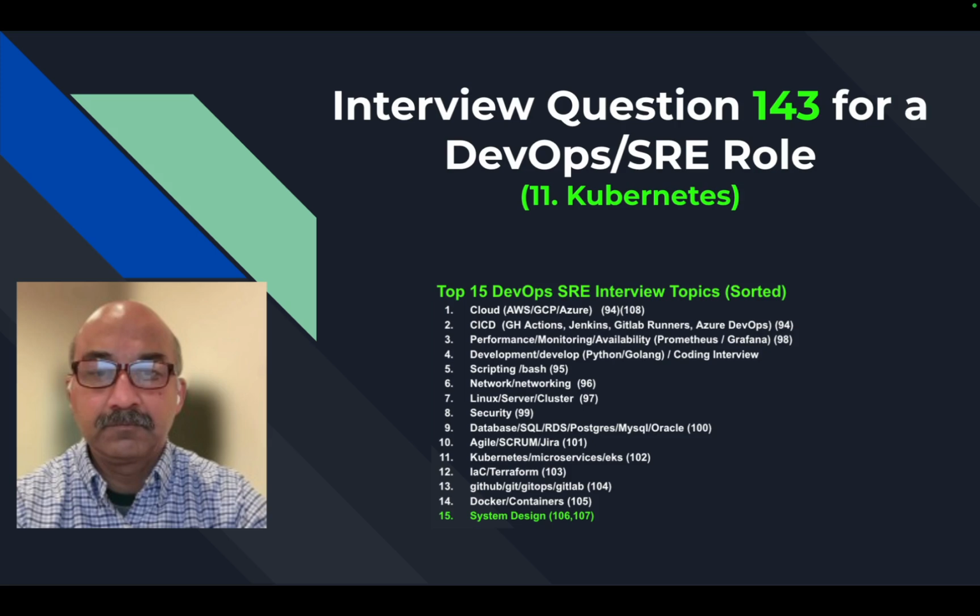Okay, today we're on number 11, Kubernetes. Again, I'm not sure why Kubernetes came in at number 11. It is, quote unquote, one of the hottest topics in DevOps now. So really it should be ranked higher, but that's just my intuition and experience, not what the data showed me.